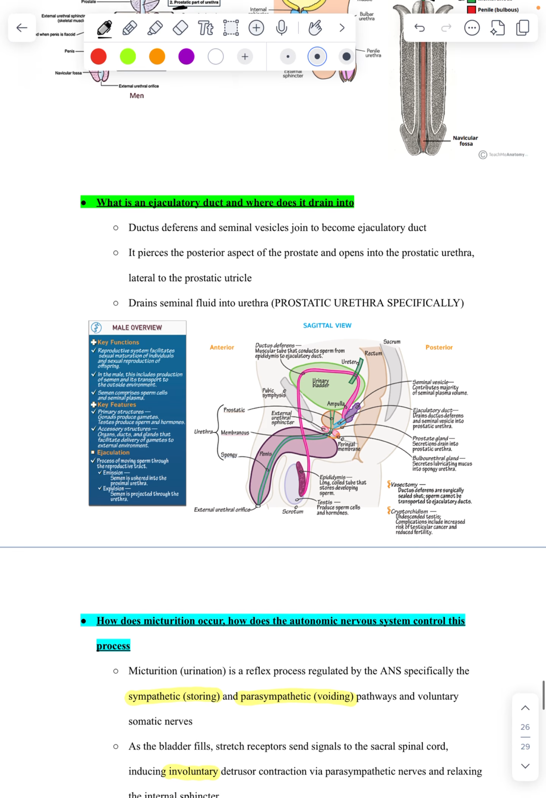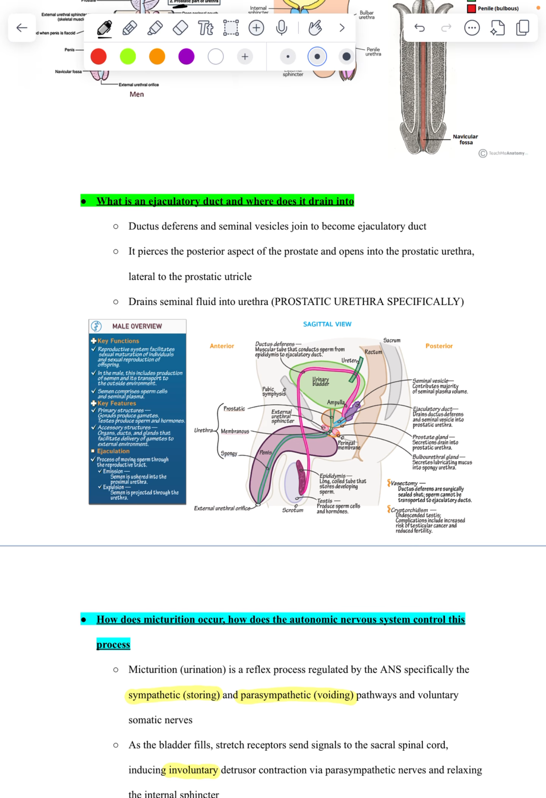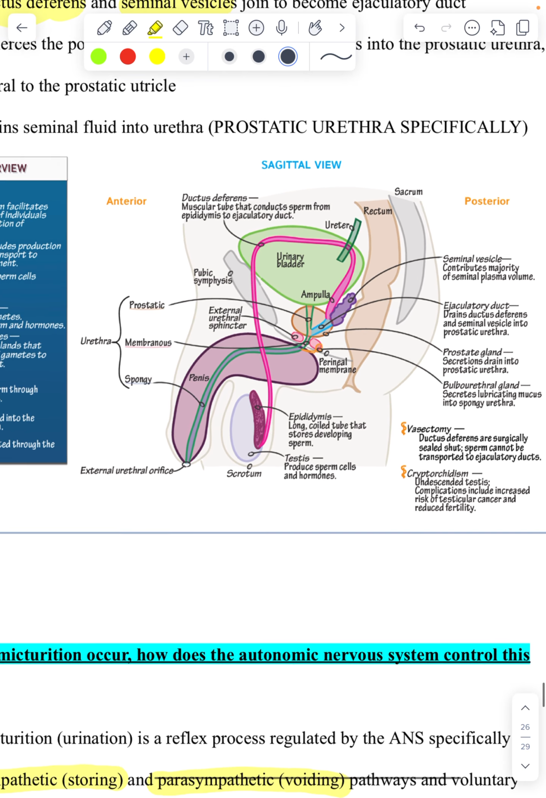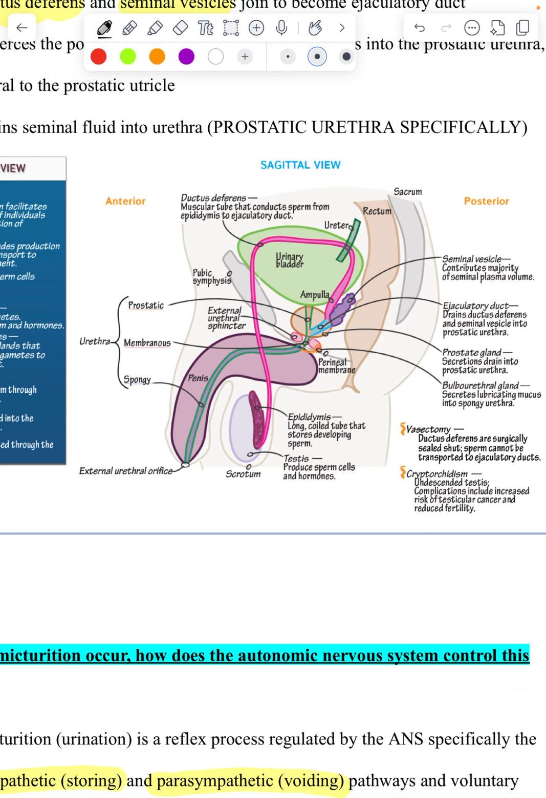Okay. Ejaculatory duct is literally just when your ductus deferens and your seminal vesicles join together. So if you zoom in here, your ductus deferens is this big pink thing here. Your seminal vesicles, purple right here, the moment they join together, they form this blue. That's your ejaculatory duct. So I'm going to get rid of this so you can see it. But it's the pink joining in with the purple that forms your ejaculatory duct.